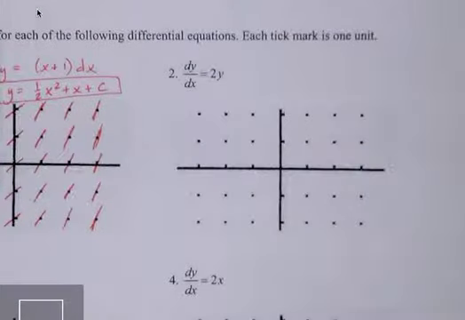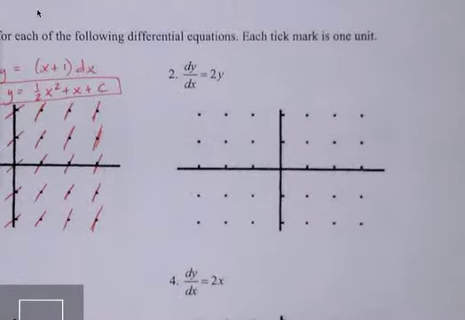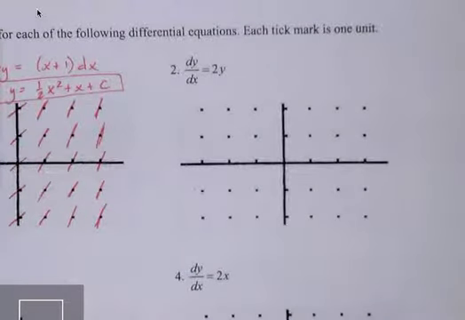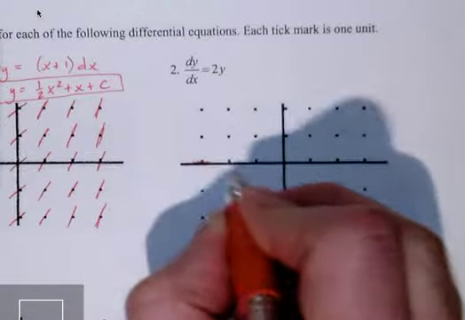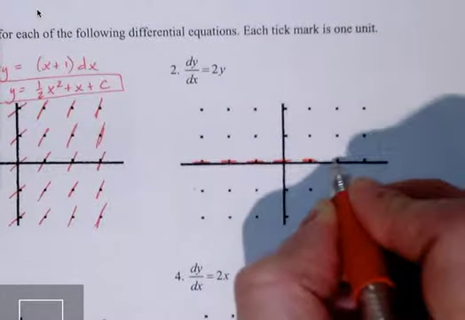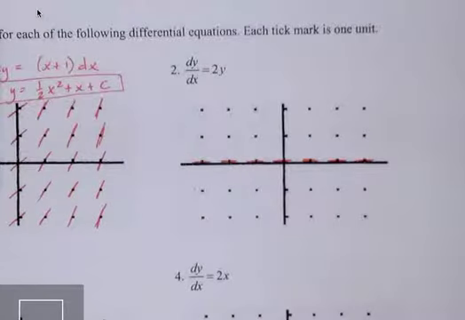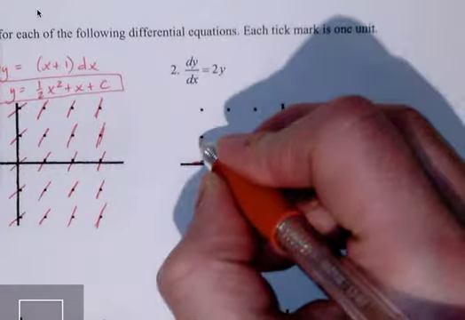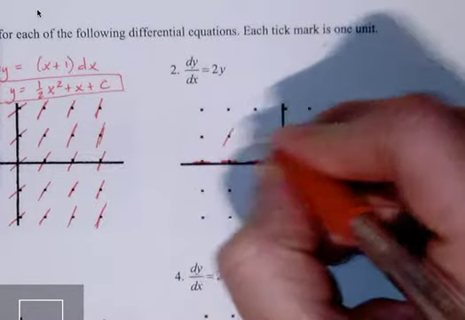That one, however, was simply dependent upon x. Let's work on one that's simply dependent upon y. Now, this one is going to be a little bit different. I know that where y is equal to 0, the slope is equal to 0. Where y is equal to 1, the slope is equal to 2.